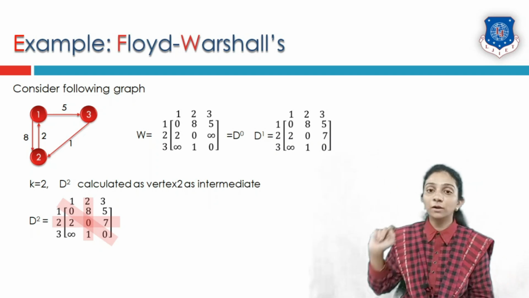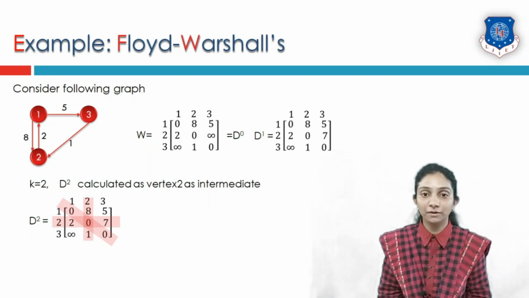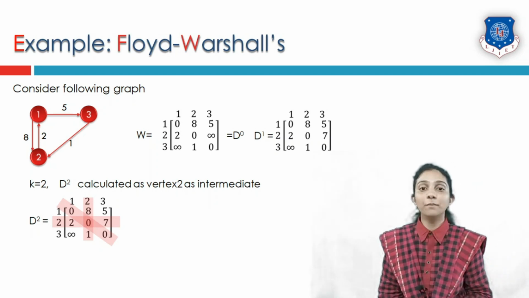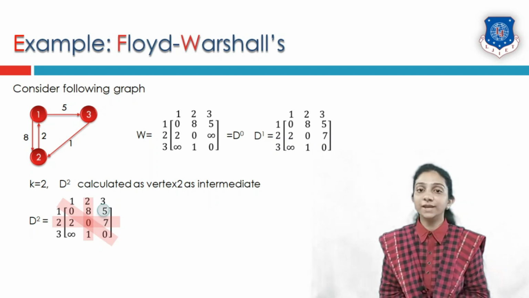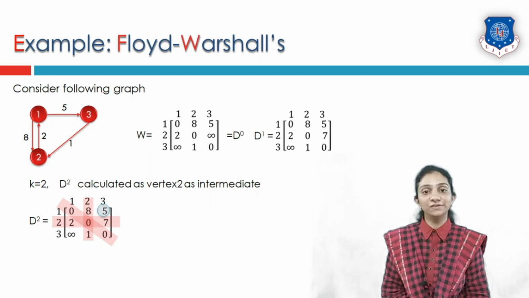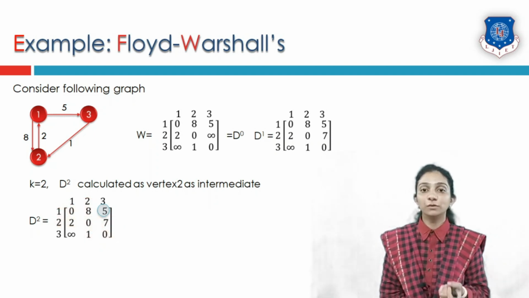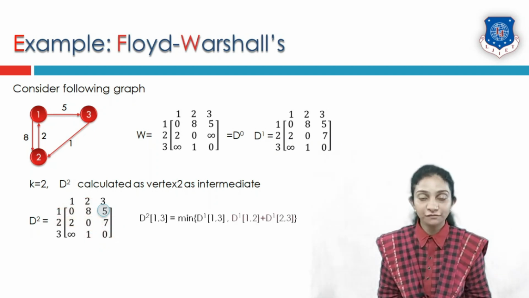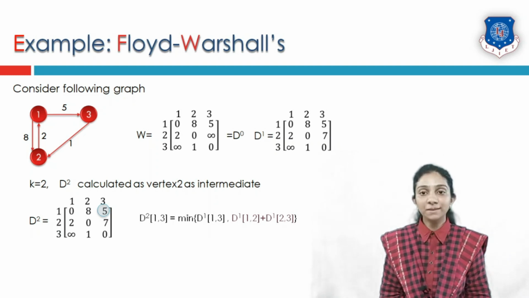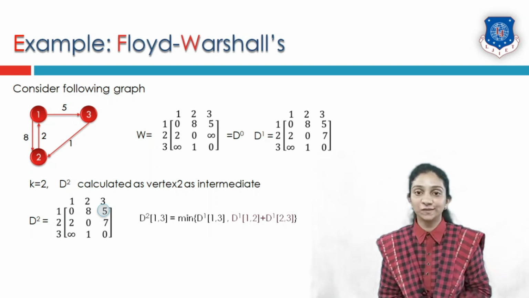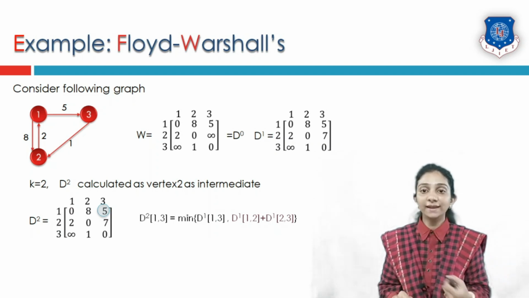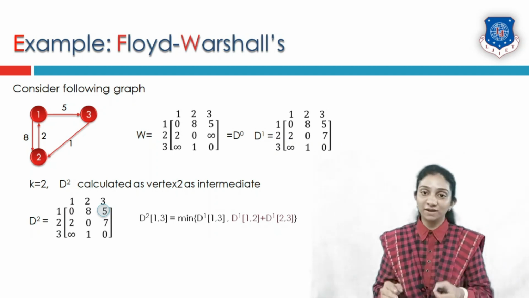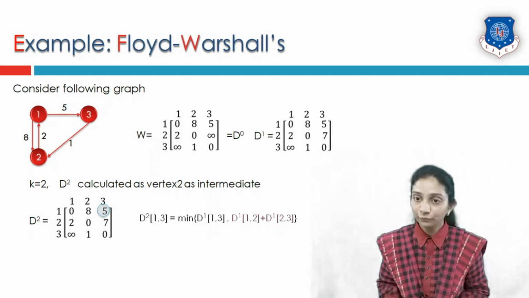That is cell number 1, 3 and cell number 3, 1. Let us compute them one by one. Starting with cell number 1, 3, where value is equal to 5. So D2 of 1, 3 cell can be minimum of 1, 3 itself. That means the value is itself. Or I can have D of 1, 2 plus 2, 3.